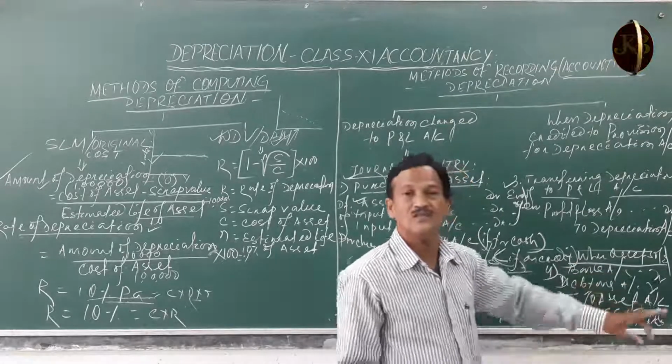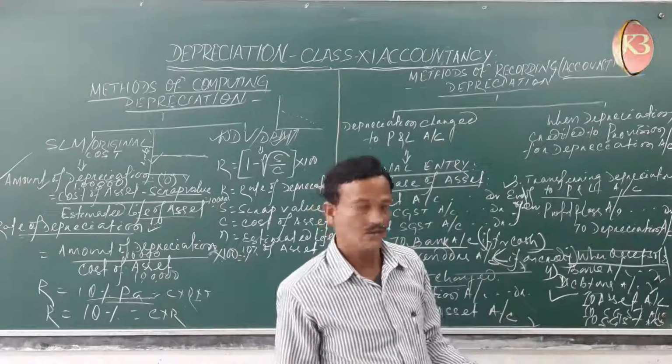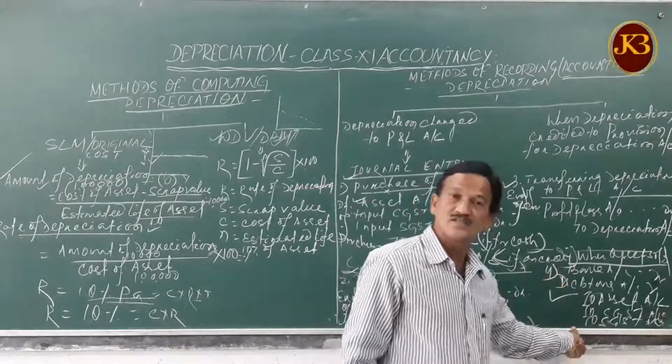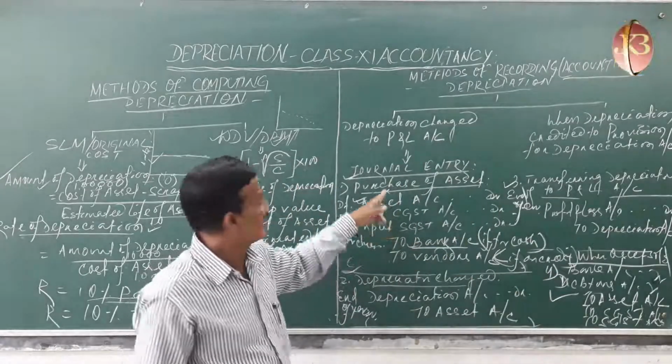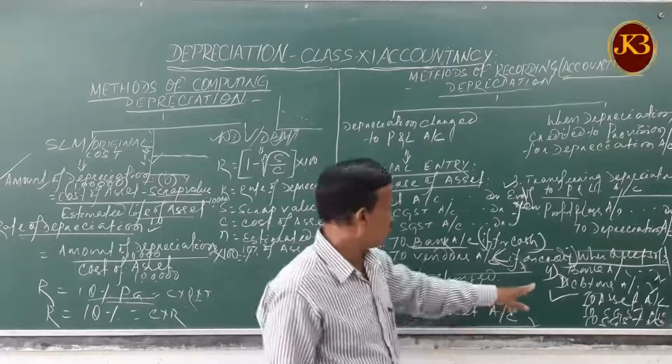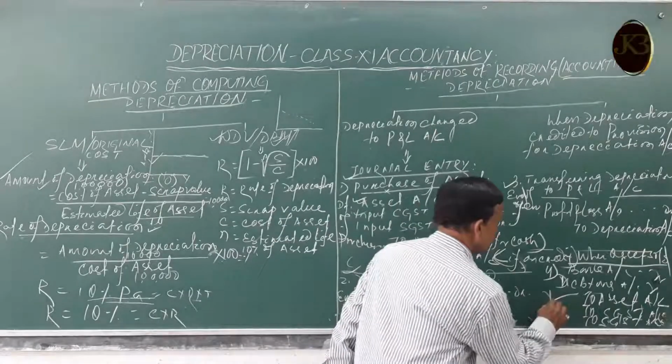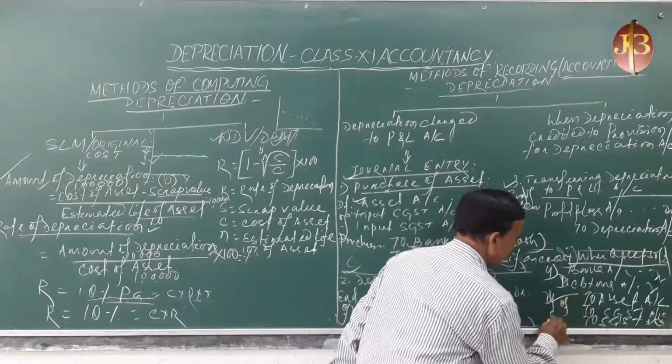Then find out the profit or loss. How will you calculate the profit or loss? What is the cost of the assets? Depreciation charged on the date of sale. This is the date of sale entry.